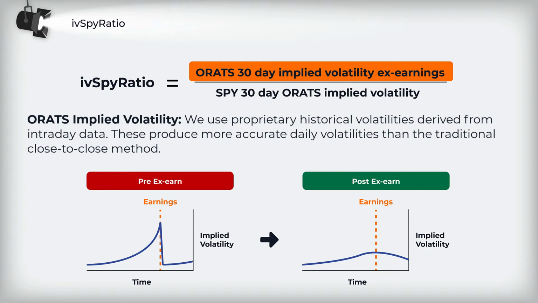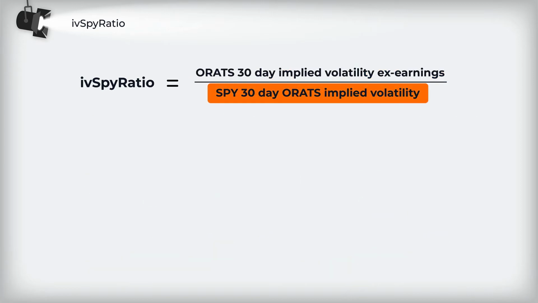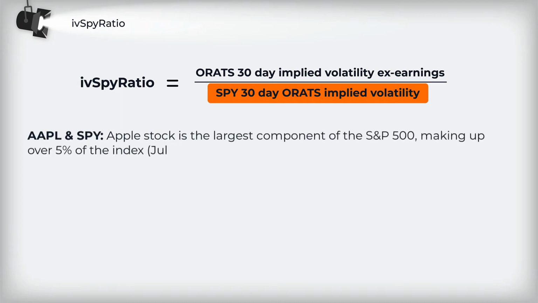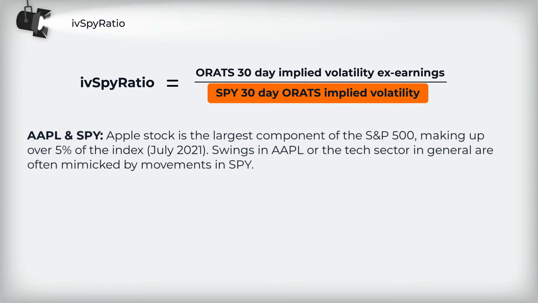The ratio to the SPY implied volatility is where this indicator begins to draw its meaning. Since Apple stock is a huge component of the S&P 500, any significant difference between the ETF's implied volatility and Apple's implied volatility is worth investigating.